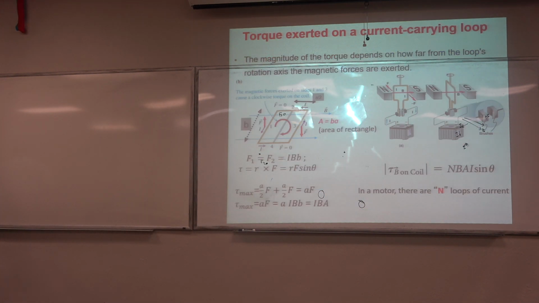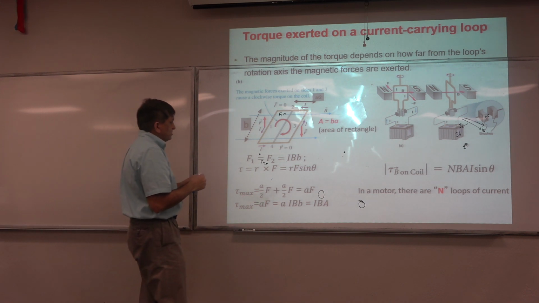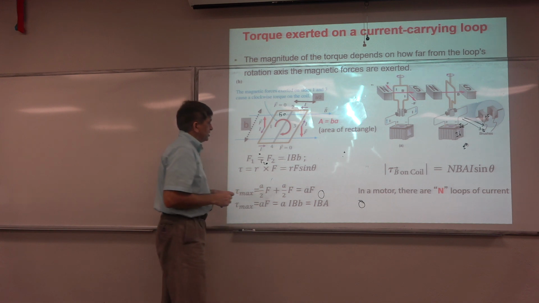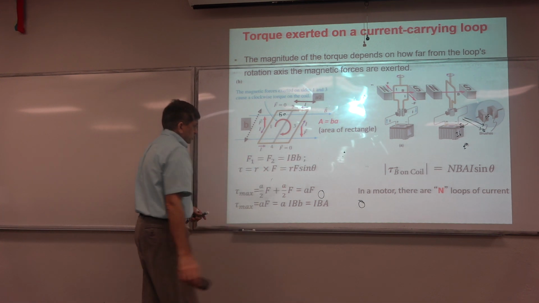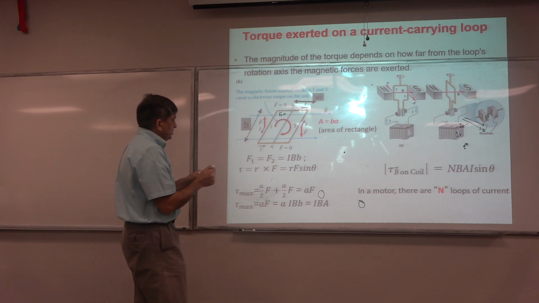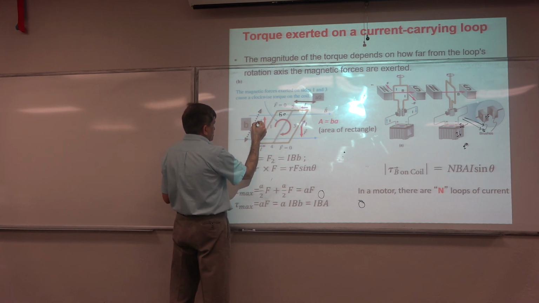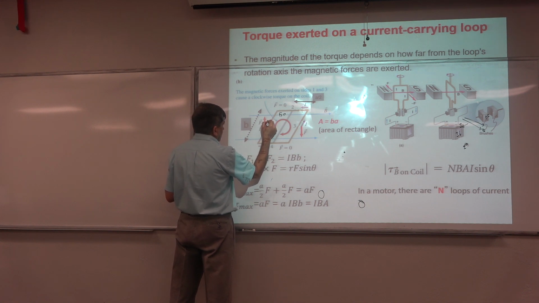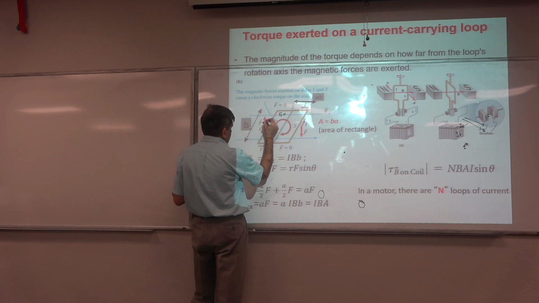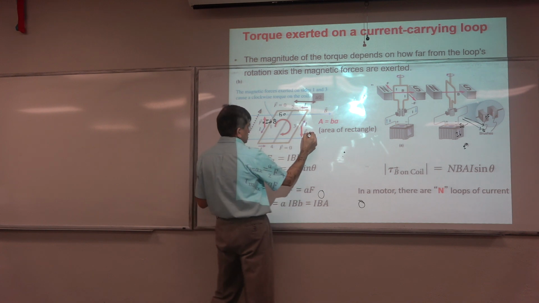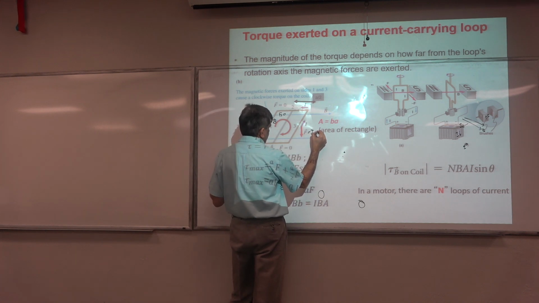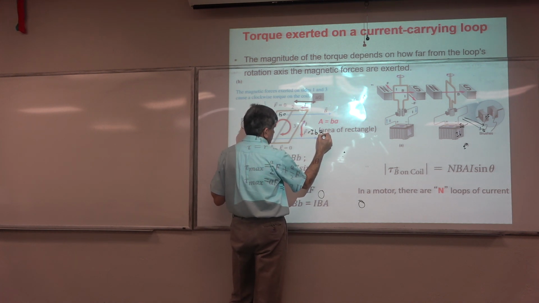Now, let's say the two arms have the force F, we call them F1 and F2 or F1 and F3, whatever you want to call it. So this force is going to be I times the length of the wire times B, the magnetic field, right? This is also going to be I times the length of the wire times B, the magnetic field.